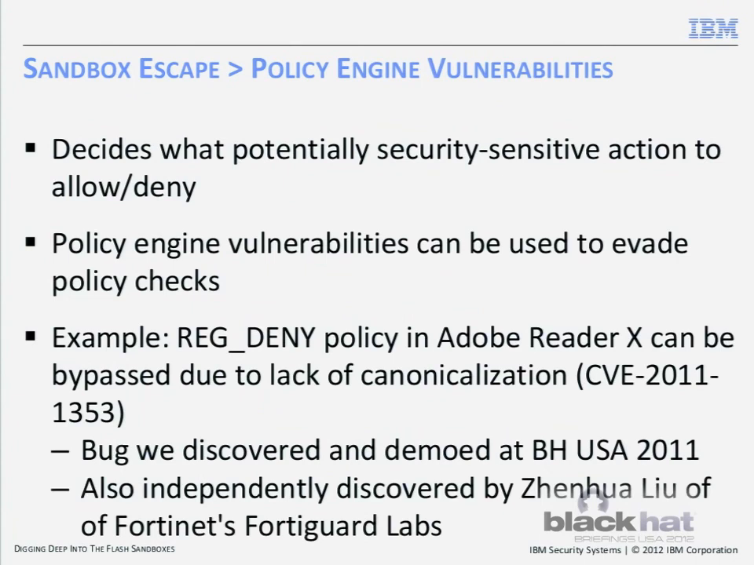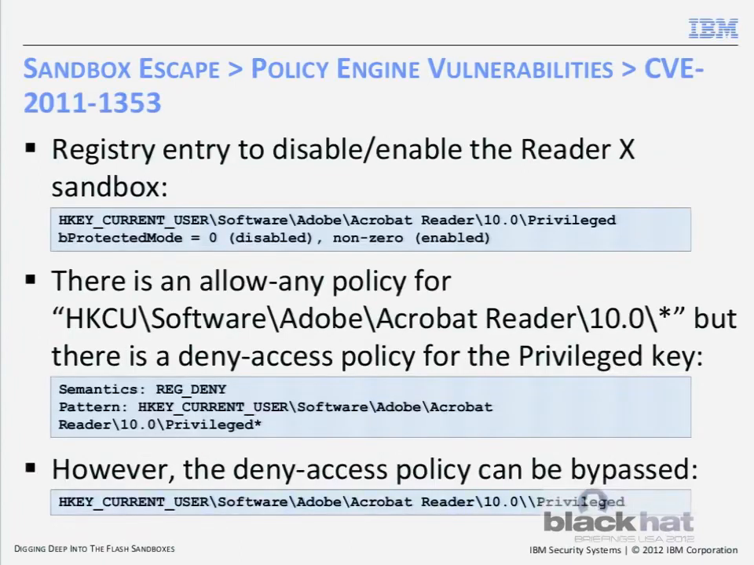Policy engine vulnerabilities are critical because the policy engine decides which potentially security sensitive action to allow or deny. An example of a policy engine vulnerability is the vulnerability we identified in Reader X last year, and we demoed the vulnerability at Black Hat last year too.